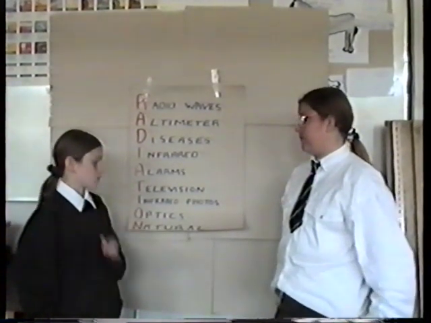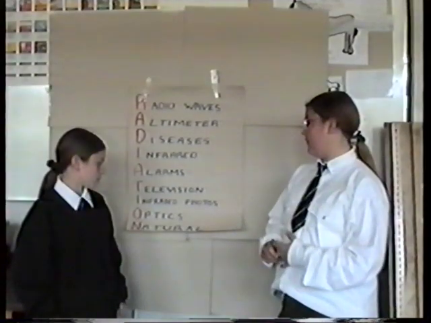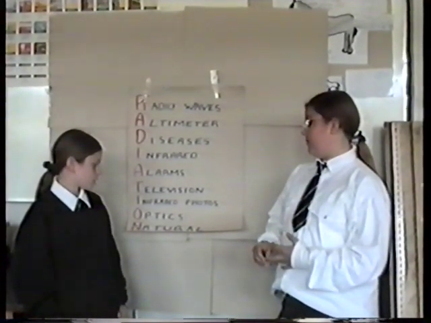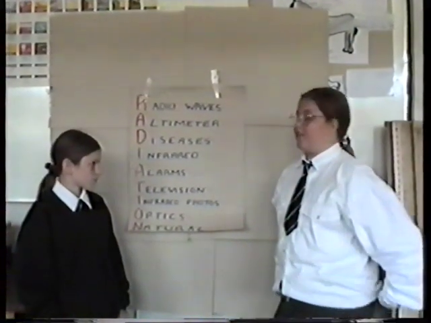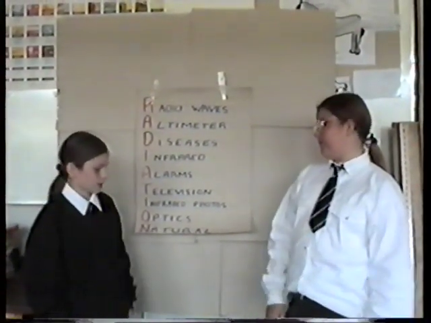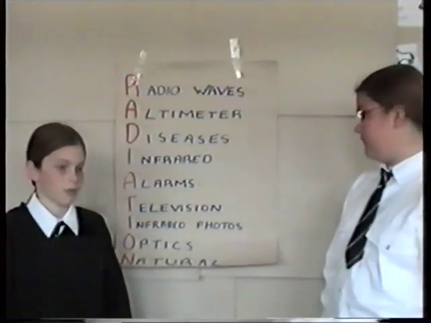Infrared photos get clear pictures for agriculture and medical uses. Optics is like looking at light and radiation on the electromagnetic spectrum. And natural radiation is used for scientific purposes but can sometimes be bad.